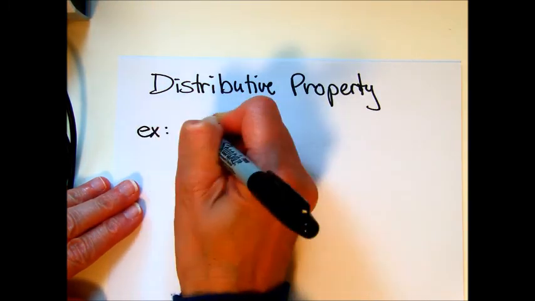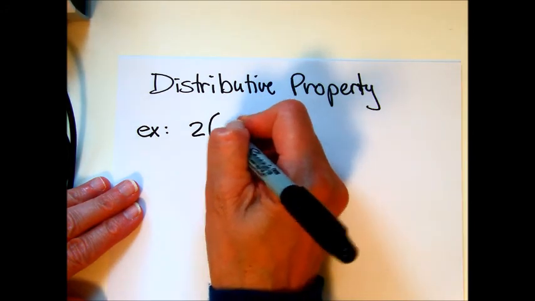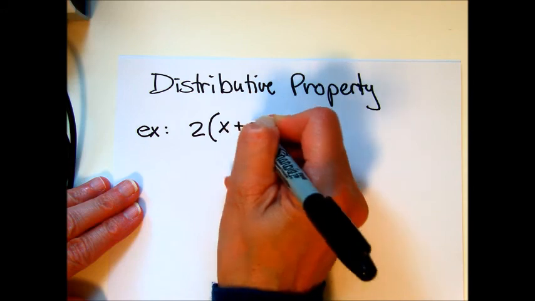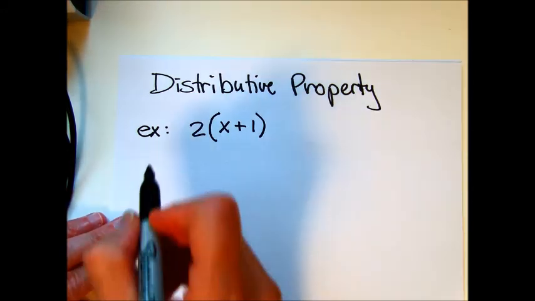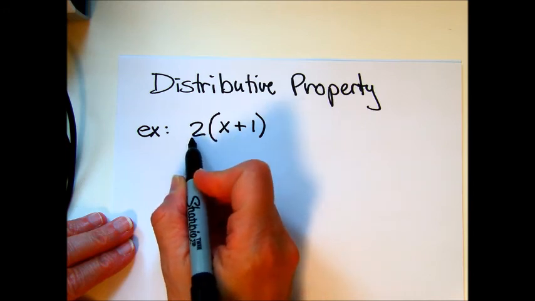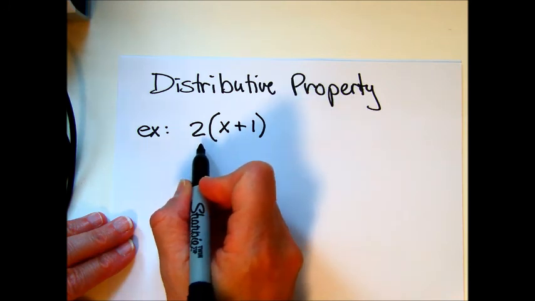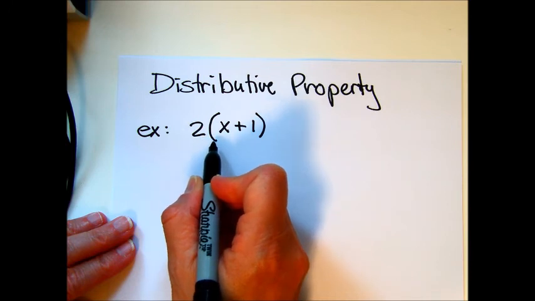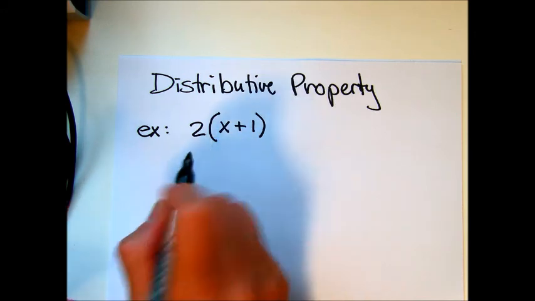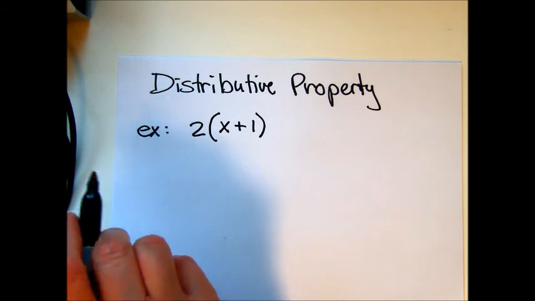So say we have 2 times the quantity of x plus 1. So I mentioned that this was multiplication here. We're multiplying 2 to this quantity. And you might be wondering, well, I don't see a multiplication symbol between the 2 and the open parenthesis. If you don't see a symbol and you see a number next to another term, then you can assume that that is multiplication.